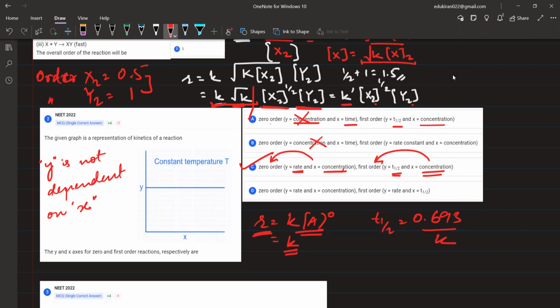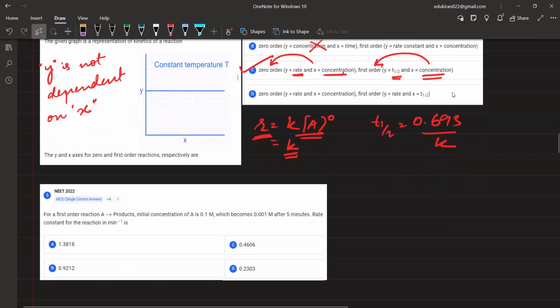Please write this down and then look at the next question. For a first order reaction, A giving products, the initial concentration of A is 0.1, which becomes 0.001 after 5 minutes. The rate constant for the reaction in minute inverse is equal to how much? This is an easy question. तीन चीज दिया हुआ है आपको, initial, final and time. They're asking you the rate constant for a first order reaction. So write the correct equation, है ना, गलत equation मत लिखिएगा.